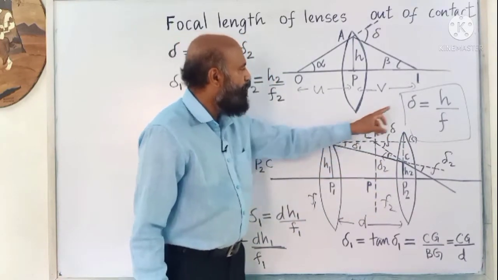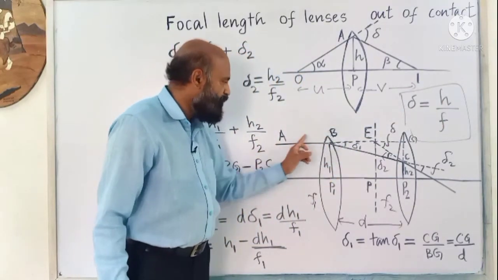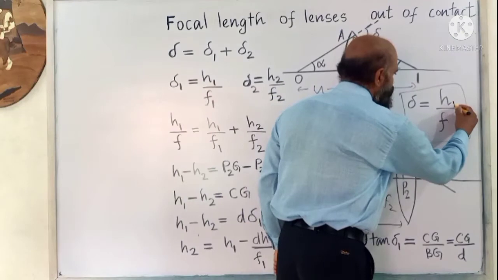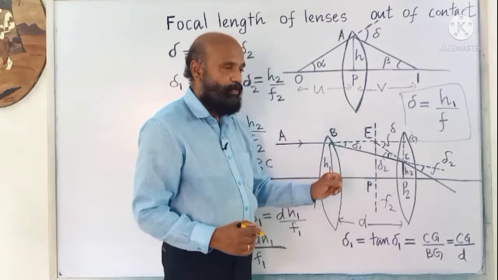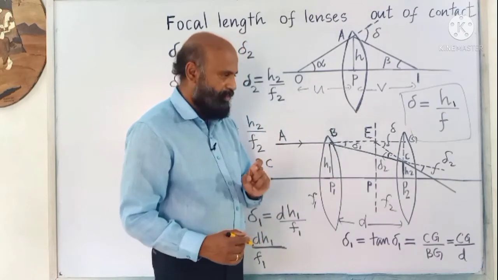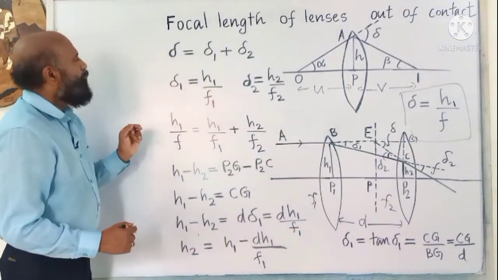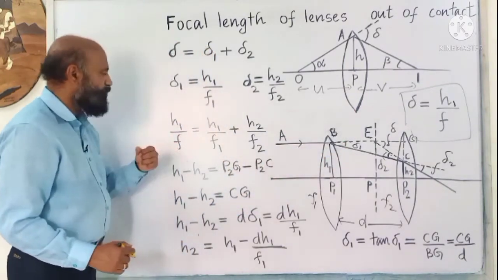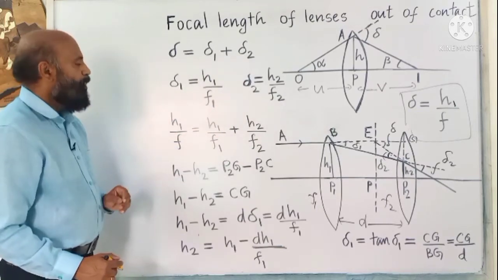So the light is falling on this lens, and this is h1. For this, delta is equal to h1 by the focal length of the effective lens. These two lenses can be replaced by a single lens. Its focal length is f. So delta can be written as h1 by f, h1 by effective focal length. Then delta 1 is h1 by f1 plus delta 2 is h2 by f2.